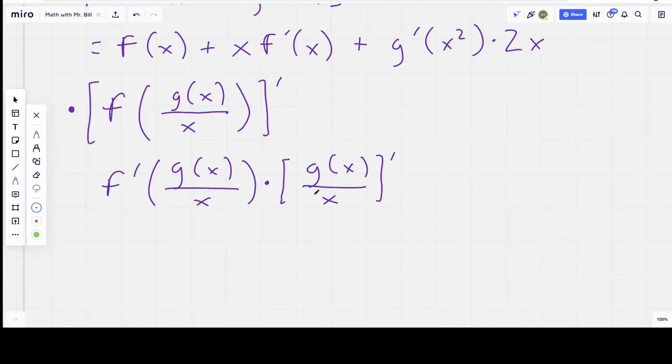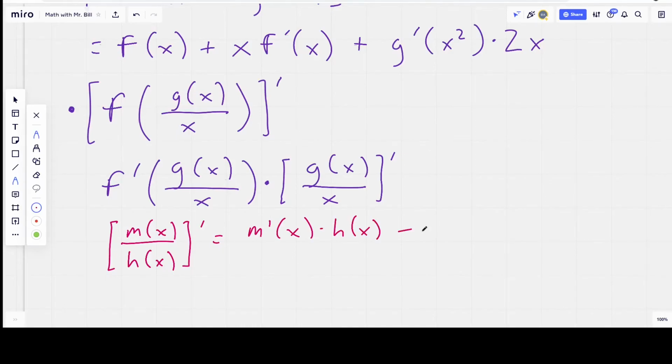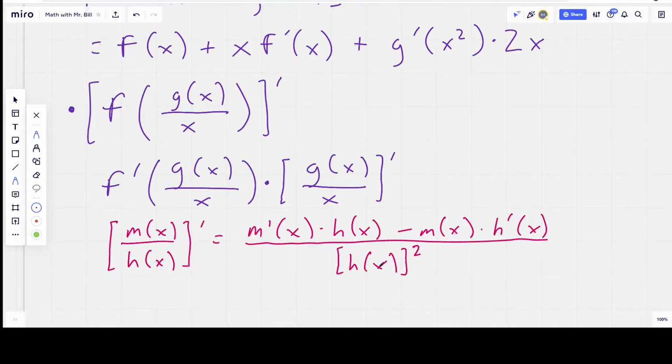Okay, so now the second part here has to be derived using the quotient rule. So when you have the quotient rule, we have some m of x over h of x, and we're going to prime that. So the derivative of that is take the derivative of the top times the bottom minus the top times the derivative of the bottom, all over the bottom squared.